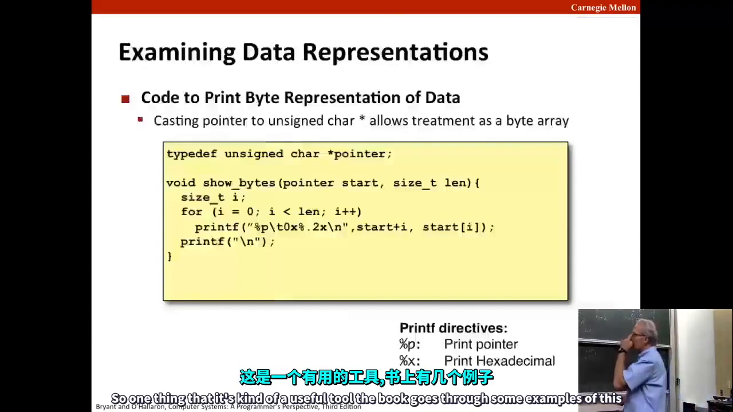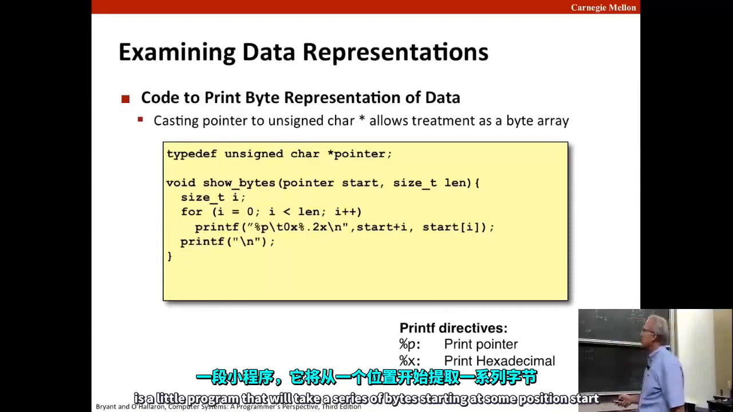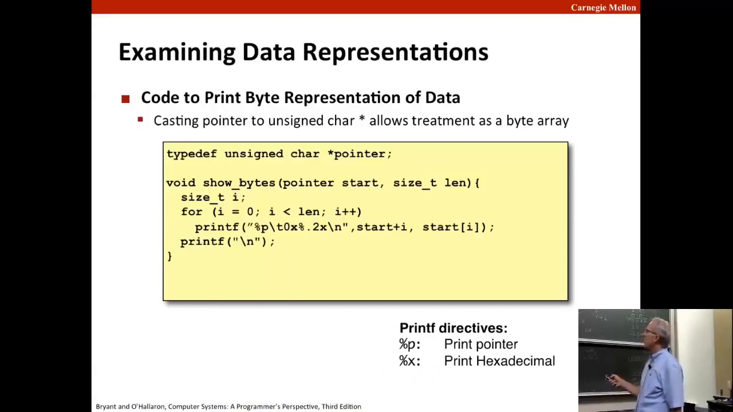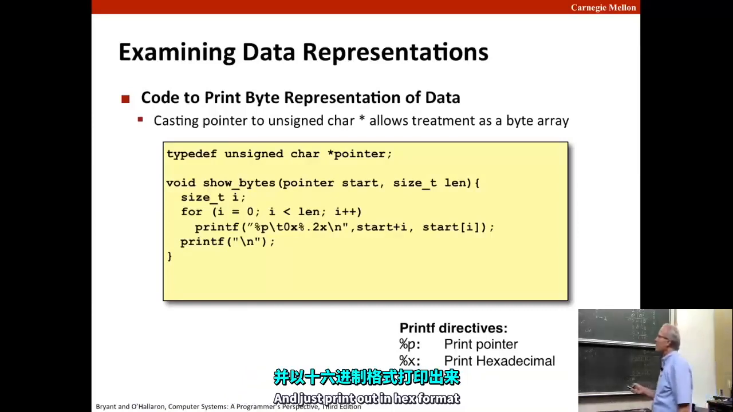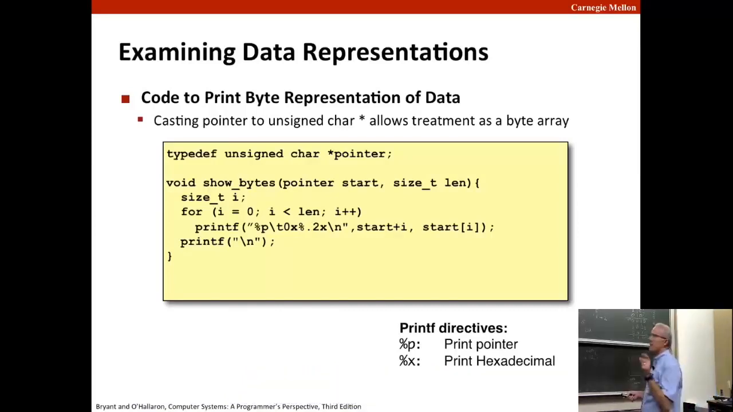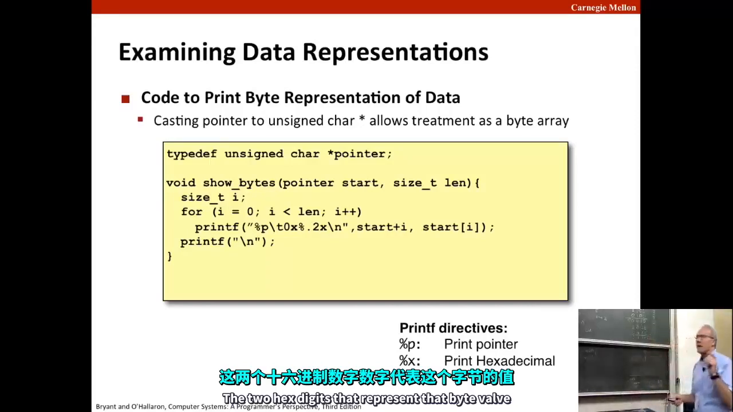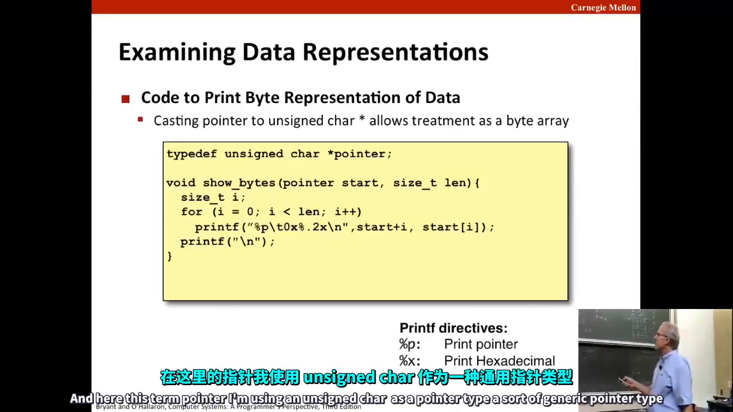So one thing that's a useful tool, and the book goes through some examples of this, is a little program that will take a series of bytes, starting at some position start, and do it for however many bytes you request, and just print out in hex format the 2 hex digits that represent that byte value. And here, with this term pointer, I'm using an unsigned char as a pointer type, a sort of generic pointer type.